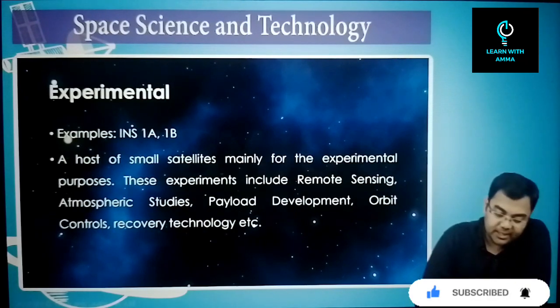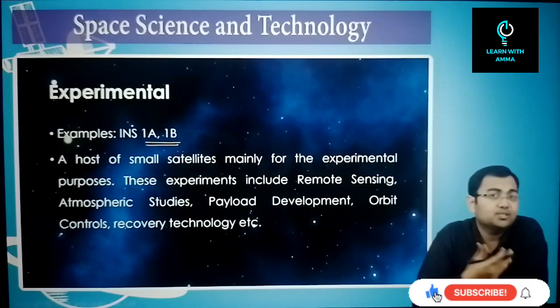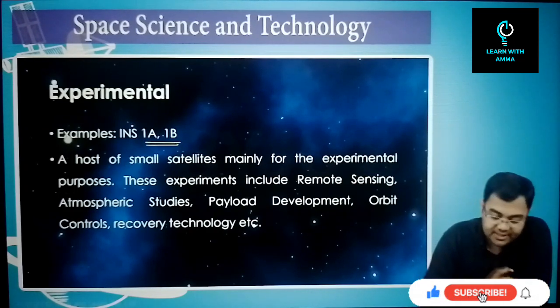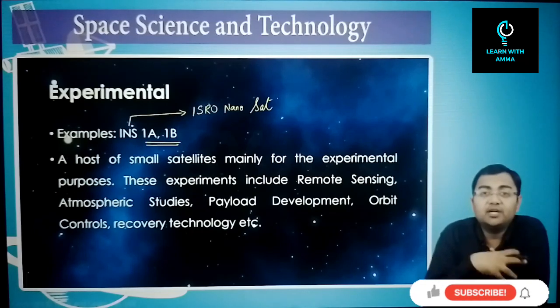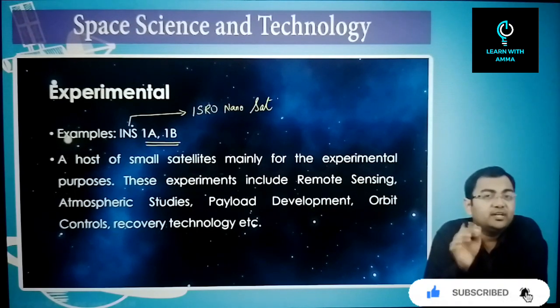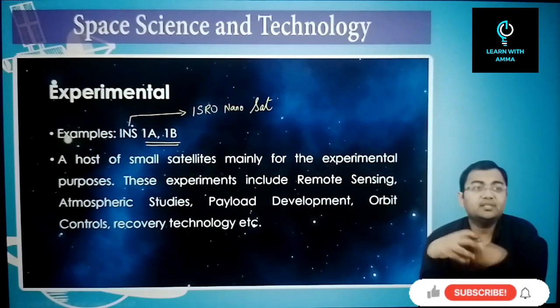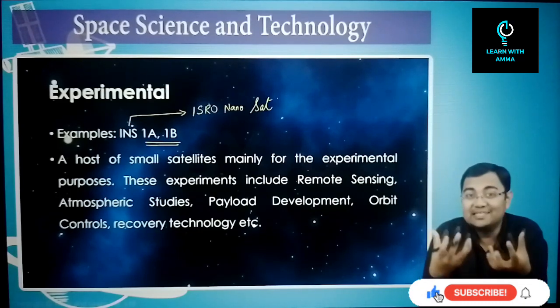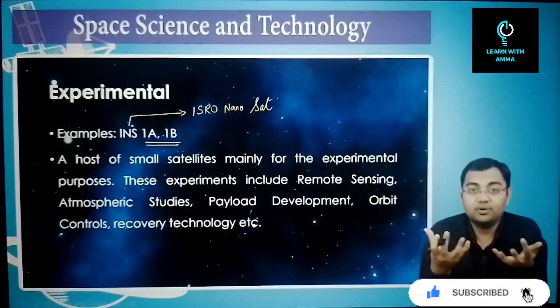Then we have the next set of satellites, which are experimental satellites. Here we have examples of INS-1A, INS-1B, INS-1C, etc. What does INS stand for? INS stands for ISRO Nano Satellite. This is a program that has been very recently launched by ISRO. 2017 was when they started with this particular program. This program has a very specific purpose. It has been launched so that anything experimental in nature, for example, if they want to test out a component or a sensor that is going to be launched in an upcoming mission, they don't want an entire mission to be launched for just an experiment.